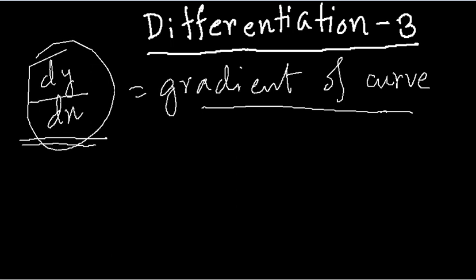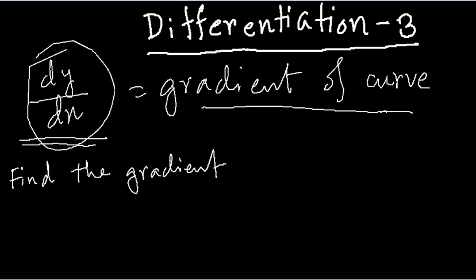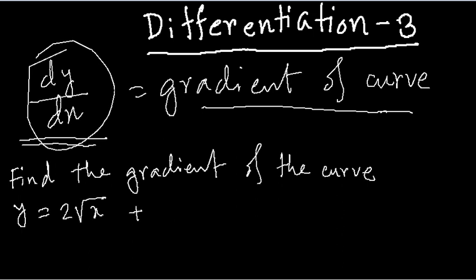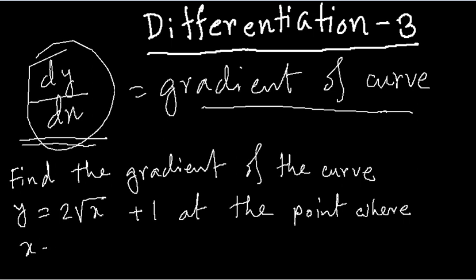Today we'll discuss a new question. Suppose it is given: find the gradient of the curve that is given by y equals 2 root x plus 1 at the point where x equals 16. Sorry, my device is having some problem, so this is x equals 16.